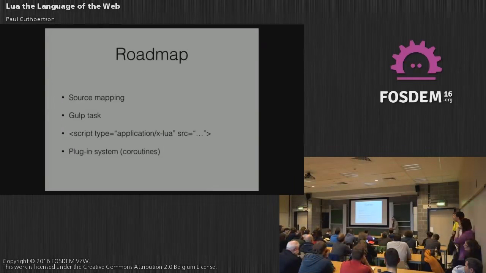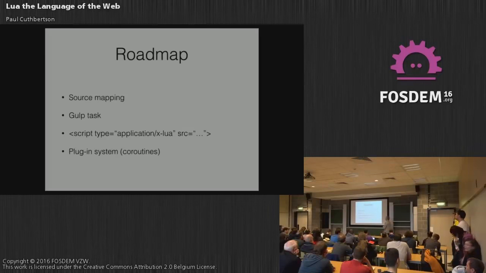And yeah, it's only 6 months old. It's still in development, so we've got a bit of a roadmap. Source mapping would be good. At the moment, you get error messages, but you don't get line numbers or any context, which is a bit hard going. Also a Gulp task. And using the source attribute on script tags. It doesn't support that at the moment, so that would be a biggie.